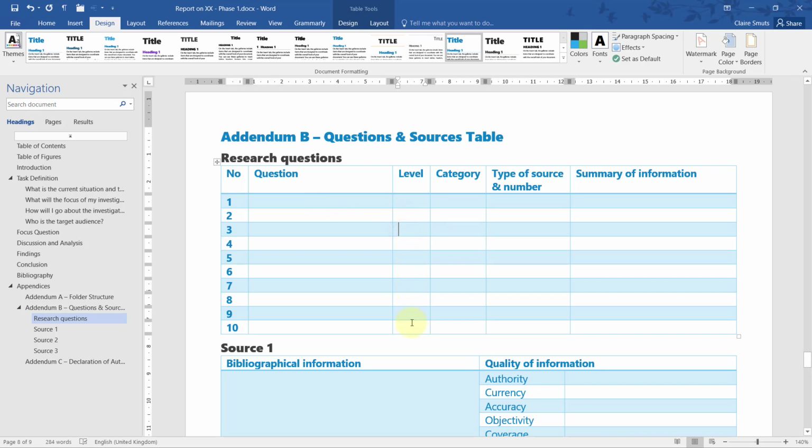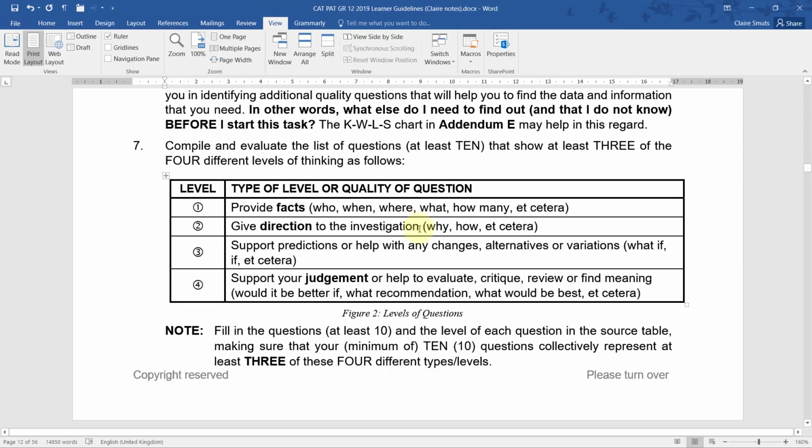You can fill in the level over here. Now let's have a look at what the level of the question is. There are 4 levels of questions. Level 1 that provides facts, level 2 that gives direction to the investigation, level 3 that supports predictions or changes or alternatives, and level 4 that supports your judgment or helps you to evaluate, critique, or review.